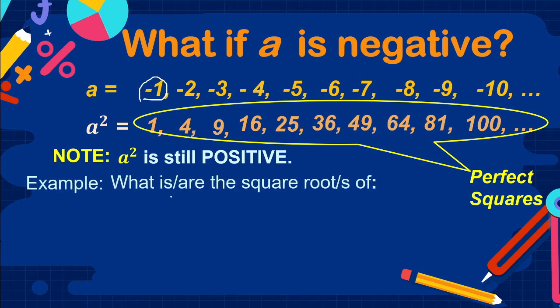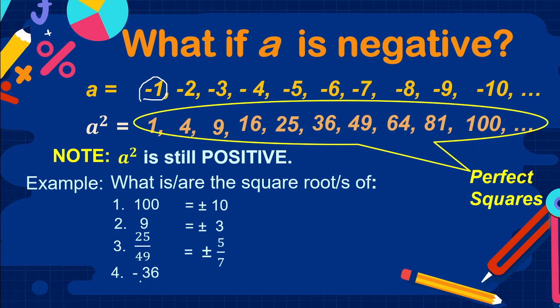So, for example, what are the square roots of 100? Ang makukuha nating square roots, pwedeng negative, pwedeng positive. So, we have positive 10 and negative 10. Number 2, what are the square roots of 9? So, we have positive and negative 3. Number 3, what are the square roots of 25 over 49? The answer is positive negative 5 over 7.